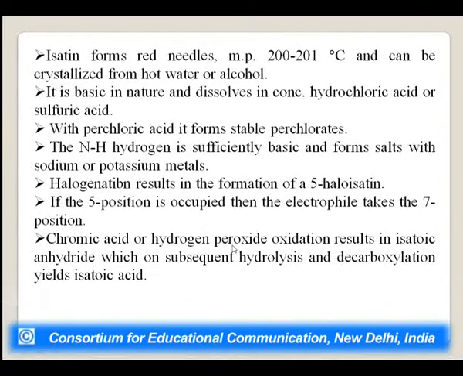Chromic acid or hydrogen peroxide oxidation results in isatoic anhydride, which on subsequent hydrolysis and decarboxylation will yield you anthranilic acid.